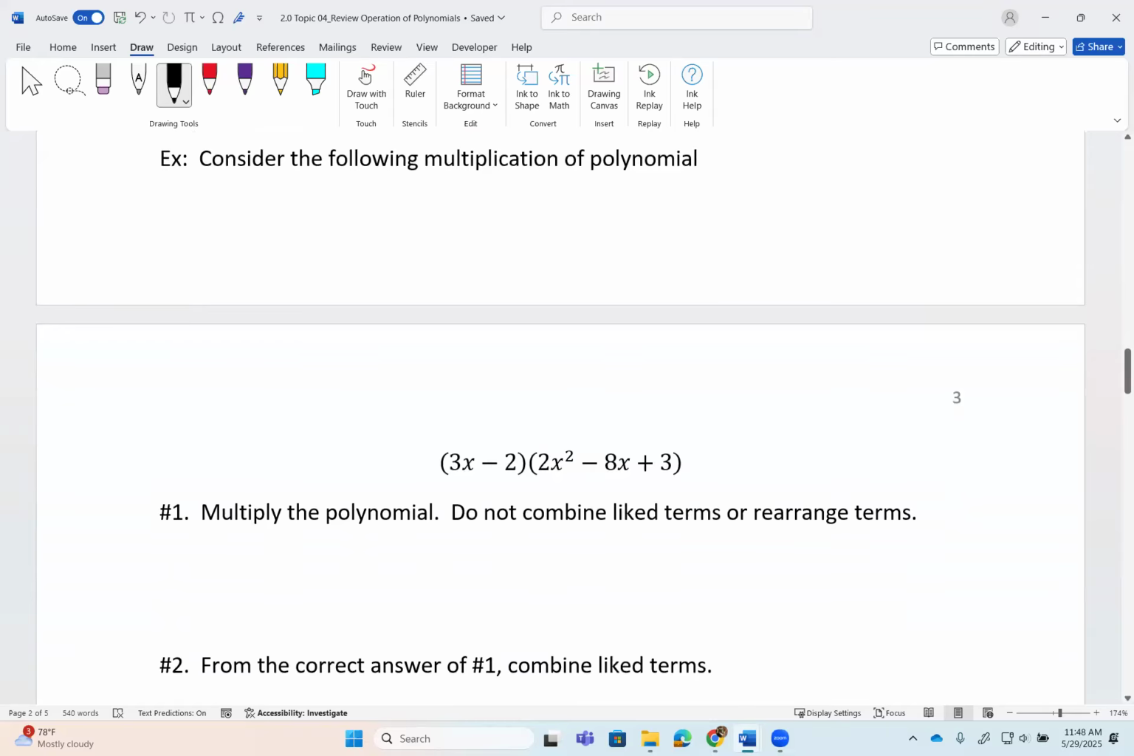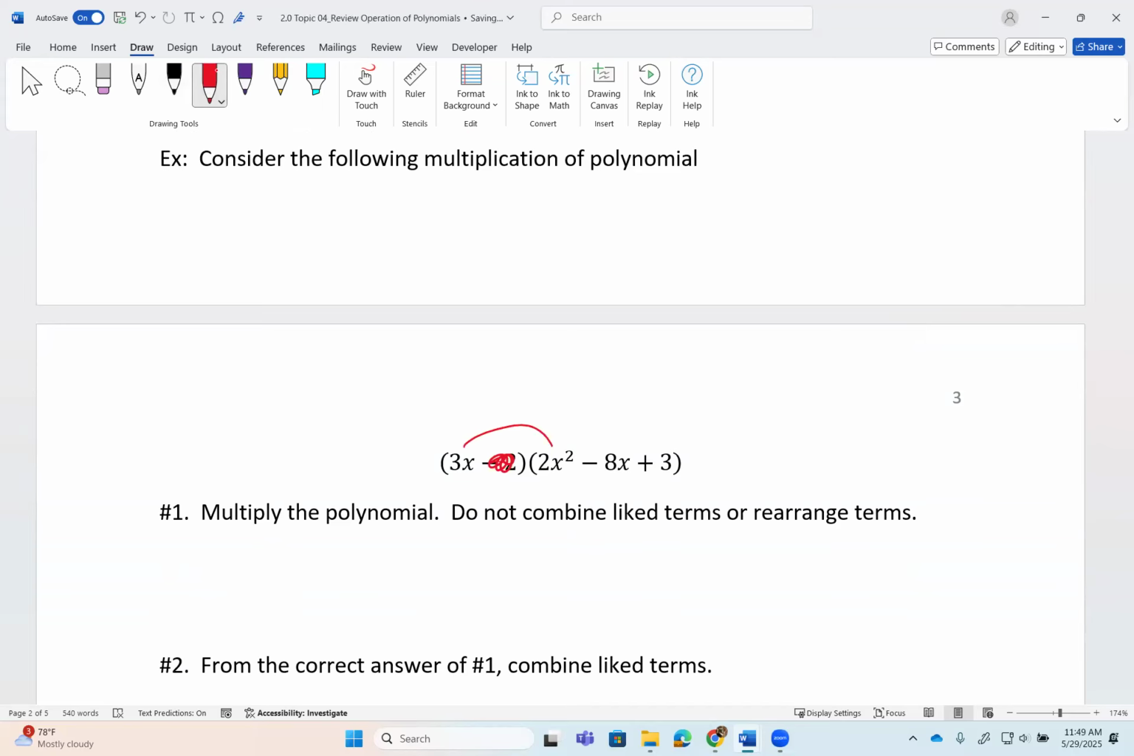So for this example, we're going to multiply the polynomials and not combine like terms or rearrange. I'm just going to multiply them out. So this is 2 terms times 3 terms, okay? The way we're going to multiply polynomials is just like the distributive property. Pretend the -2 is not there.